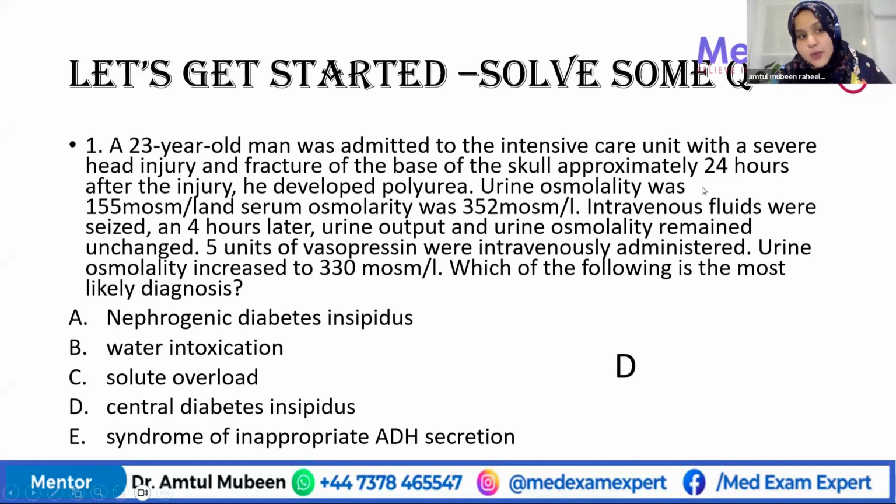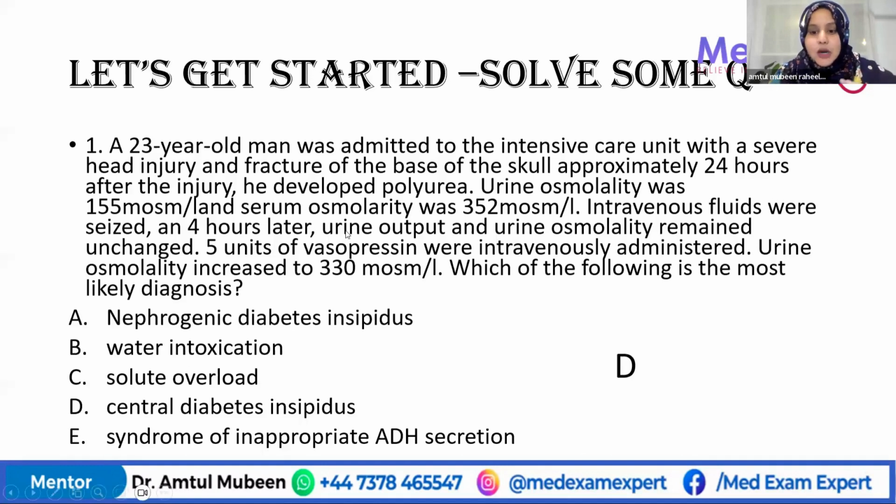So approximately 24 hours later, he has developed polyuria. Urine osmolality is 155 and serum osmolality is 352. He was given IV fluids, and 4 hours later the urine output and osmolality remain unchanged. Later, he was given 5 units of vasopressin and urine osmolality increased to 330. Which of the following is the most likely diagnosis?